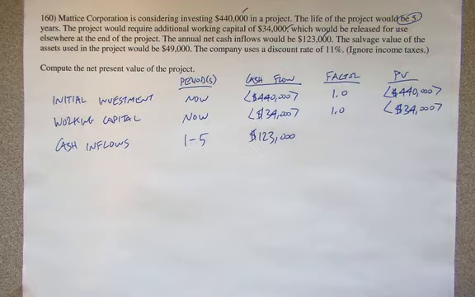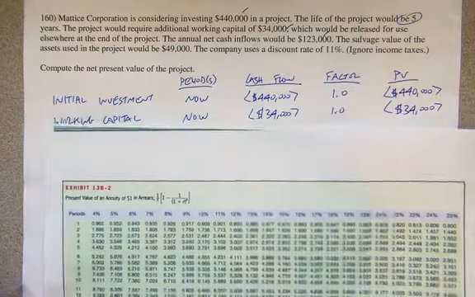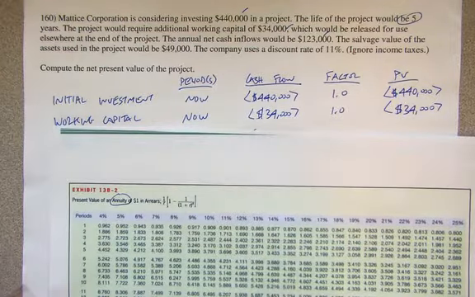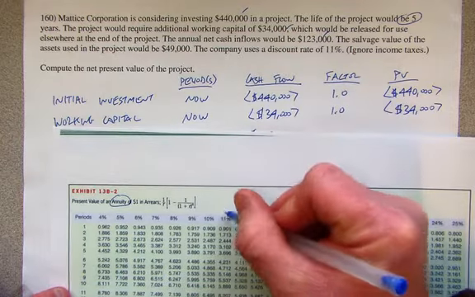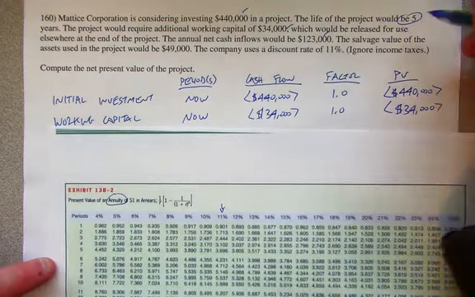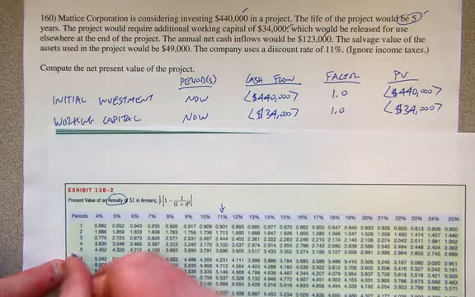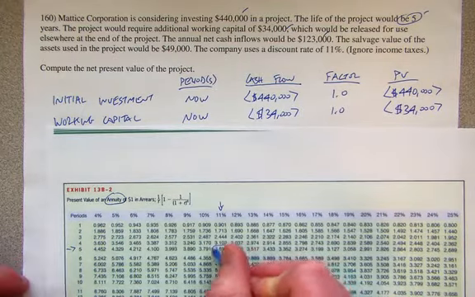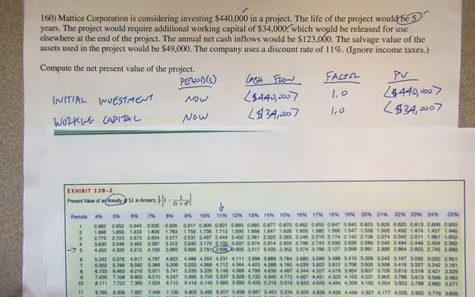This is an annuity. Think about annual being something that happens periodically. So we want to look in the present value of an annuity table right here. And the discount rate is 11%. We're going to work with this column. And the period of time is 5 years. So the discount factor for 11% over 5 years is 3.696.